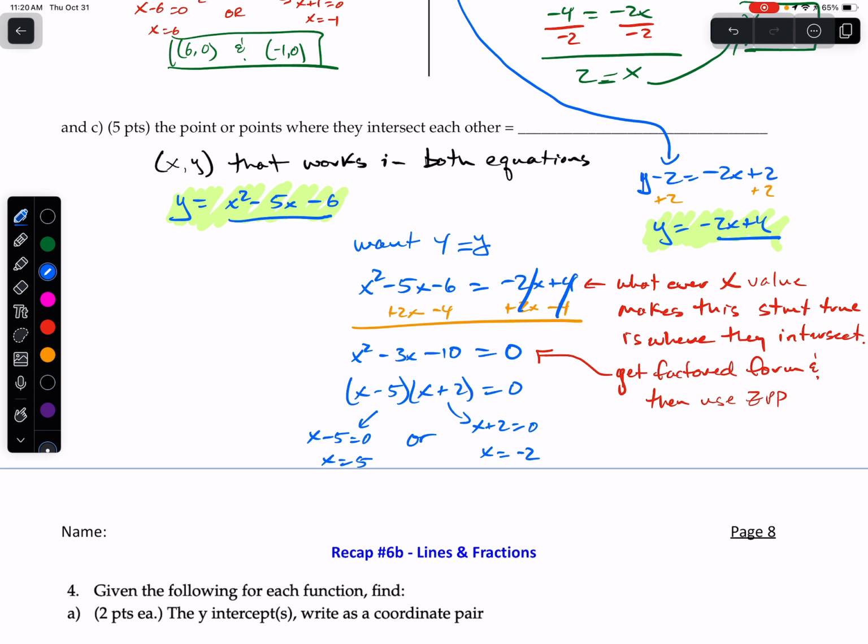So when x is 5, we can plug this. I'm going to write a note over here. Now plug into one of the equations.